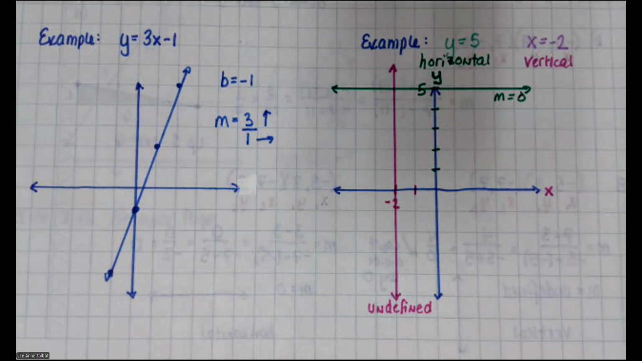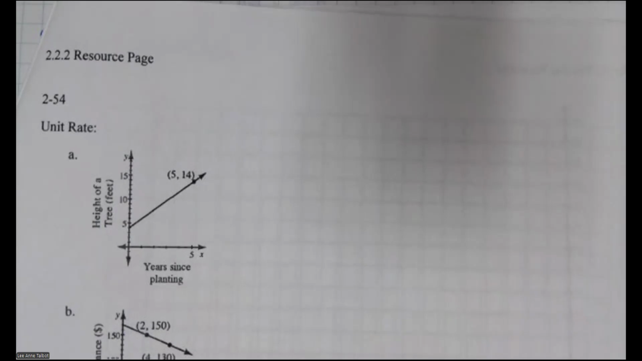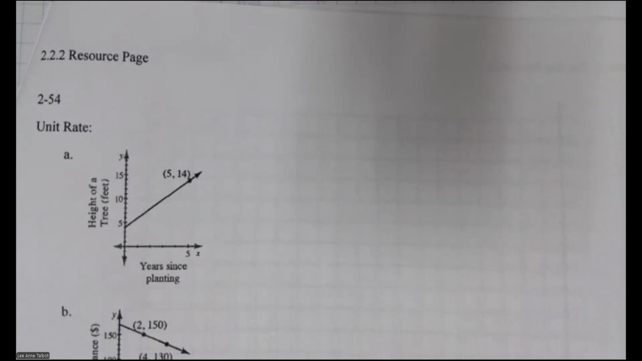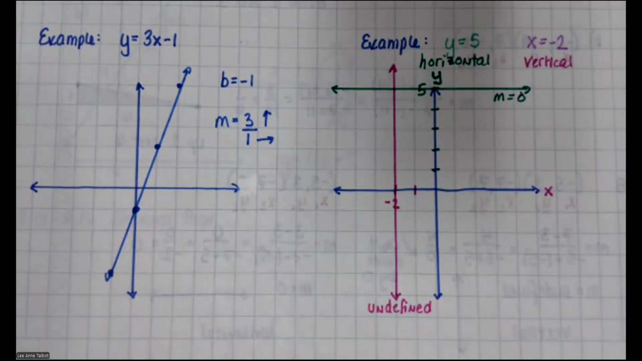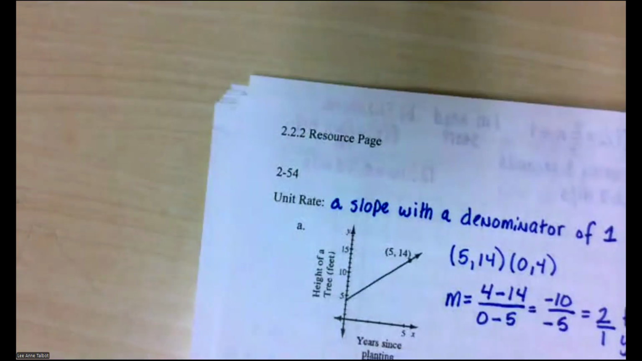Okay, you guys are done with your notebooks. And the next thing I need you to find is this resource page in your packet, which has 54, 55, and 58. Oh, 54, 55, 58.